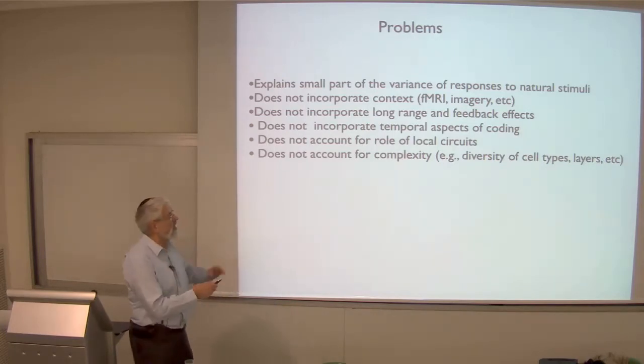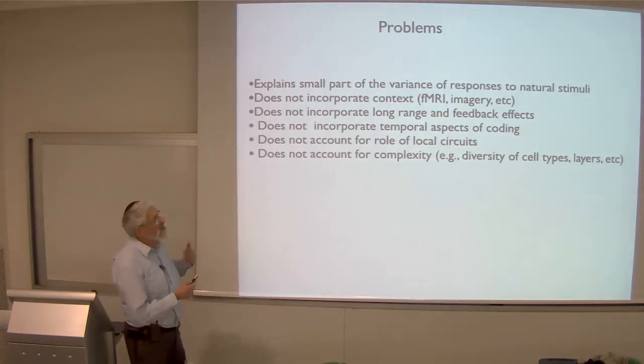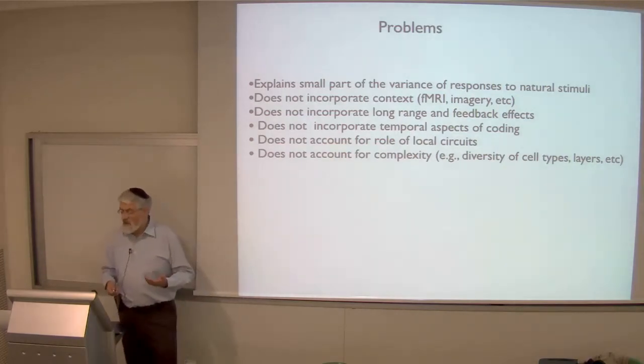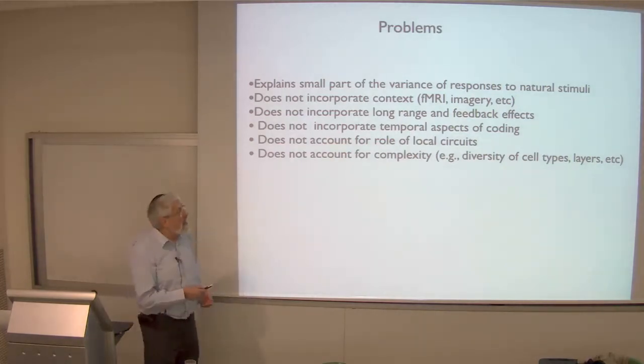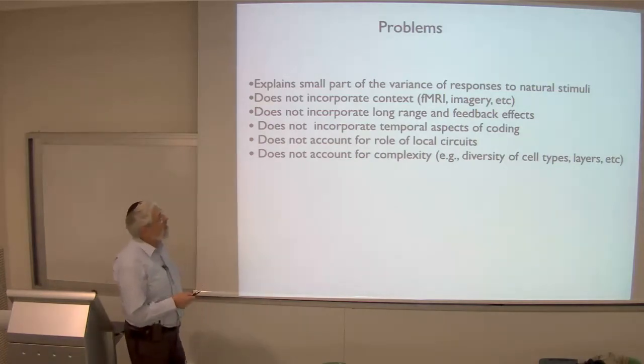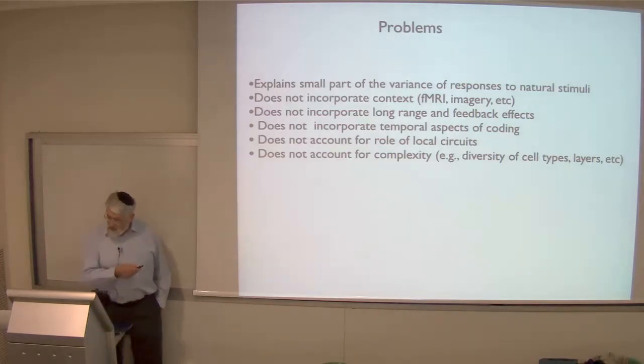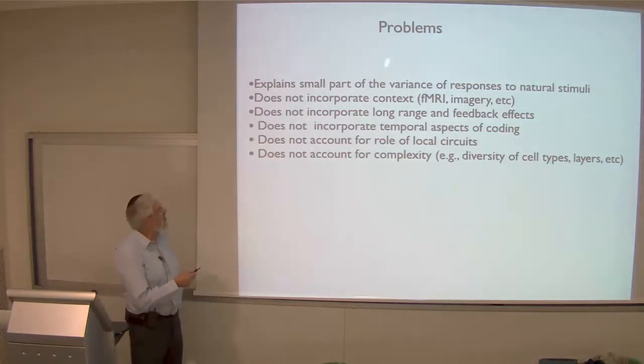I don't know, again, why. Imagery is another, extreme example, that V1 activity can be induced by imagery, again, primarily from functional MRI, and that's definitely something that is completely absent from this receptive field picture, and so on. The long range and feedback effects are completely missing. Temporal aspects of coding, usually it's static, or at least a firing rate, not more than that.